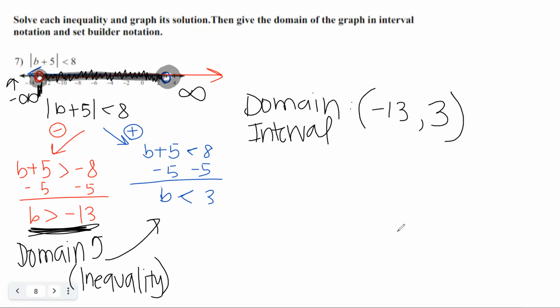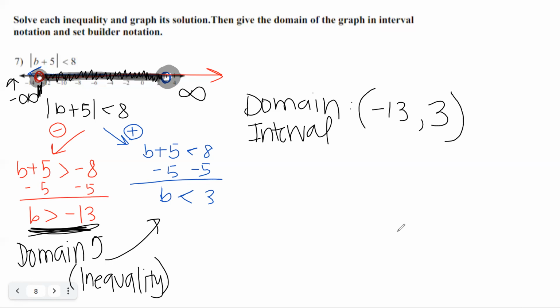So this means, remember, domain is x values. So the x values for this graph exist from negative 13 to 3. It doesn't actually include negative 13 and 3 because we don't have greater than or equal to or less than or equal to in our inequalities.